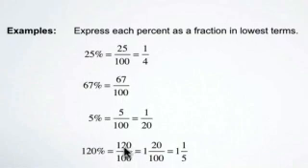120% is 120 over 100. Again, I have an improper fraction in this case because the top is larger than the bottom. So 120 is the same as 100 and 20. So 100 over 100 is what gives me the whole, and I'm left with 20 over 100. 20 over 100 is not in lowest terms because 20 goes into itself and into the 100. So 20 divided by itself is 1. 100 divided by 20 is 5. So 120% is 1 1/5.